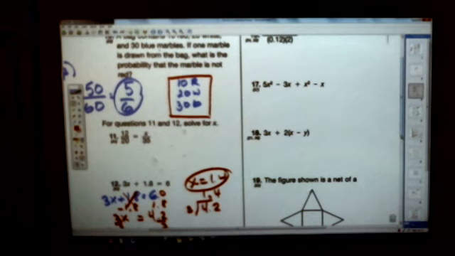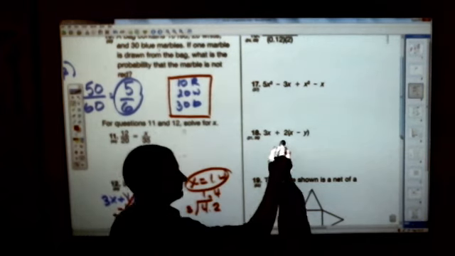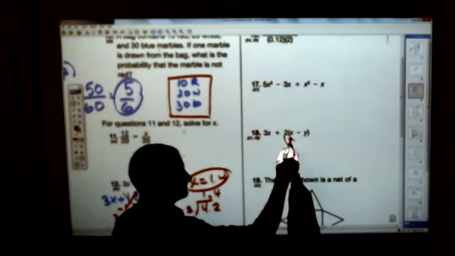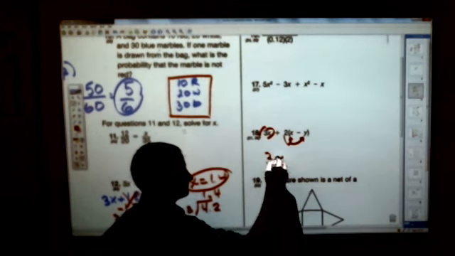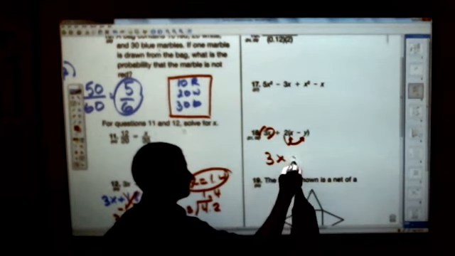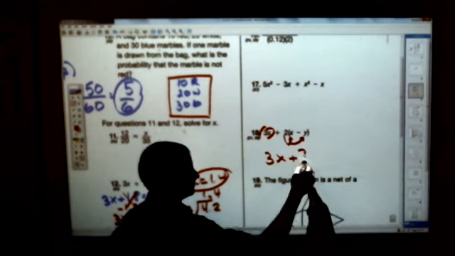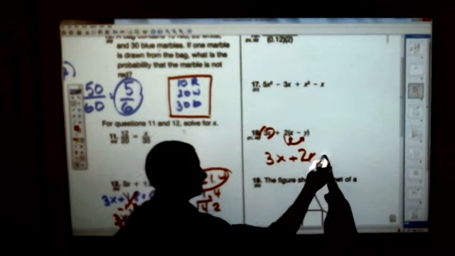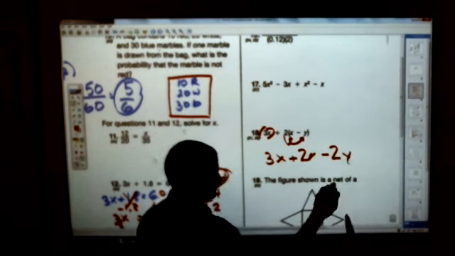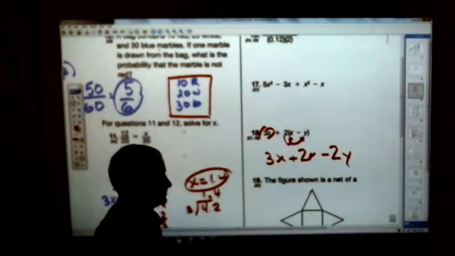Anytime you see parentheses, you should think of what property? The distributive property. You need to get rid of these parentheses by multiplying both of these things by 2. I have my 3x. What is 2 times x? 2x. What is 2 times a negative y? A negative 2y. It becomes minus because that's a subtraction sign.